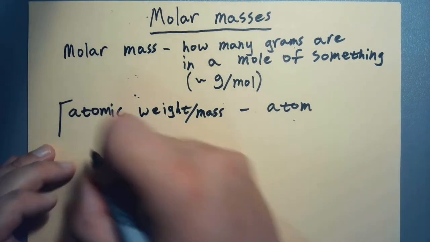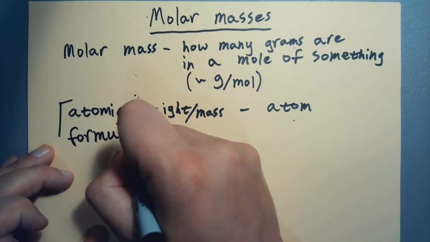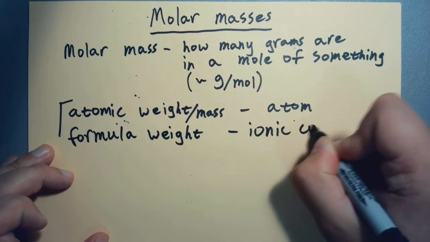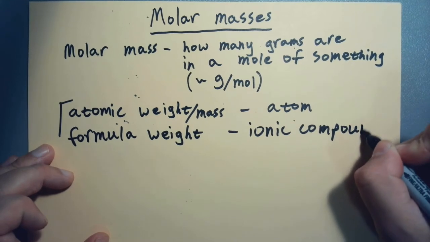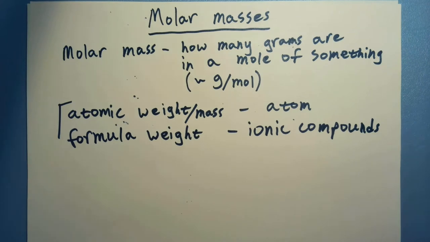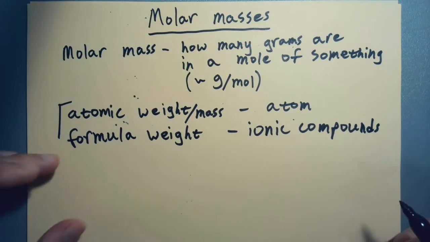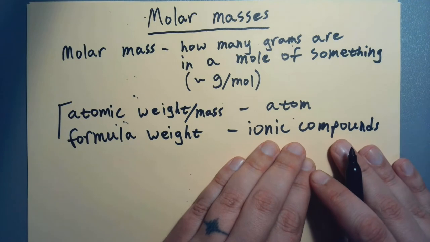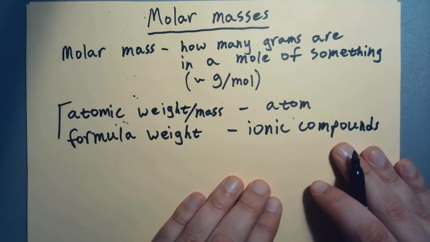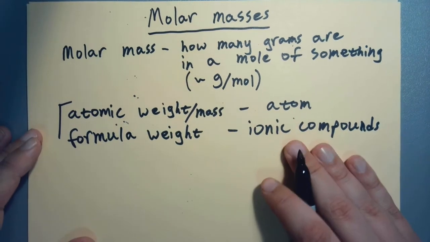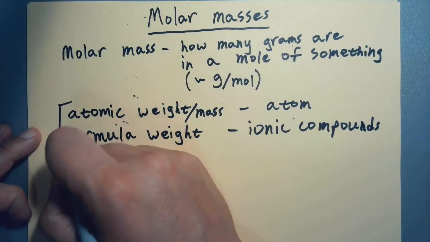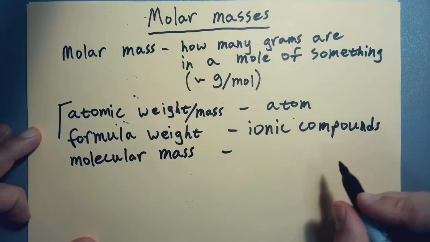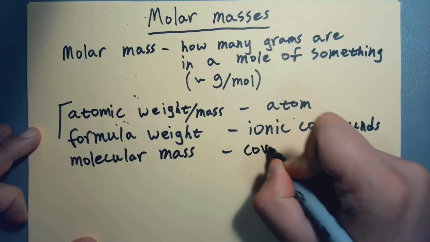What else do we got? We've got formula weight. This is the molar mass for ionic compounds. You can always just say molar mass and have all your bases covered, which is what I do, and you can do that too. But if you see the term formula weight when you're reading a book, they're talking about molar mass, but specifically for ionic compounds. You don't say an atom has a formula weight, and you don't say a covalent compound has a formula weight either. It's just for ionic stuff. And the last one is the molecular mass. You might have already guessed what this is for. This is for covalent compounds, because they make molecules.